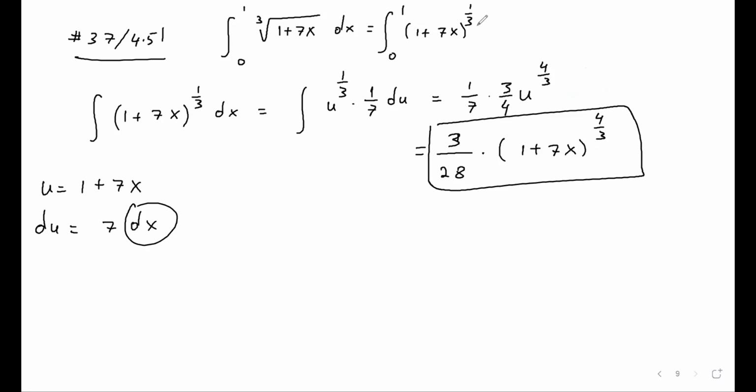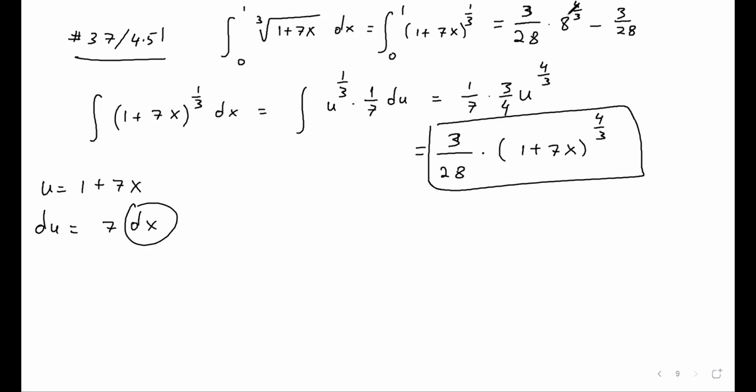Now, with this antiderivative, we still have to calculate the integral. So this is what we're going to take, and we're going to substitute in here. Luckily, this is fairly easy because it's 3/28 times 1 plus 7x to the 4/3. So it will be 1 plus 7, 8 to the 4/3, minus, and then we're going to substitute 0 in the formula. So that's going to be 3/28 times 1 to the 4/3.